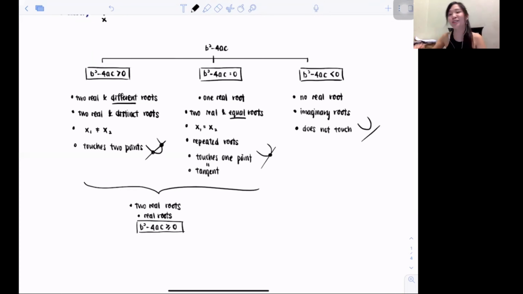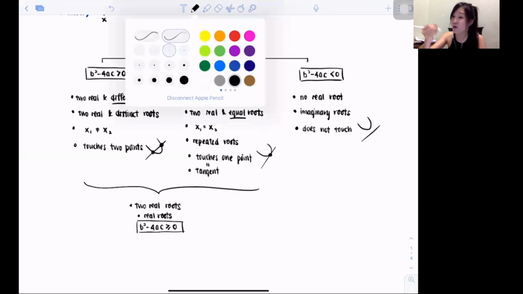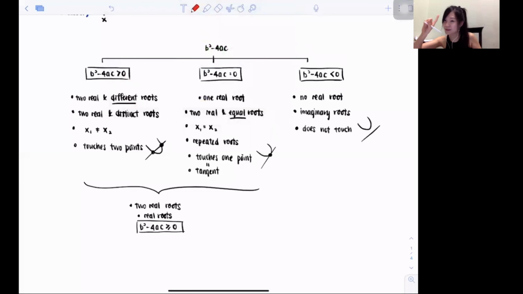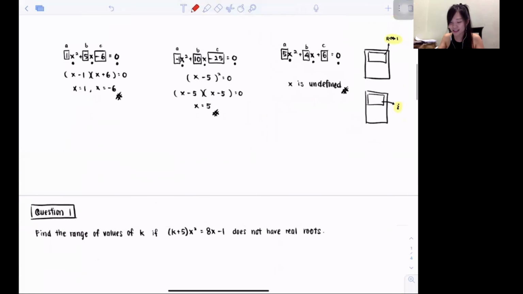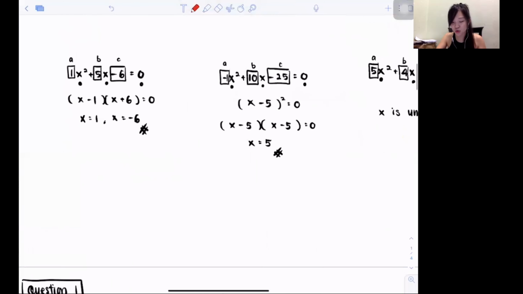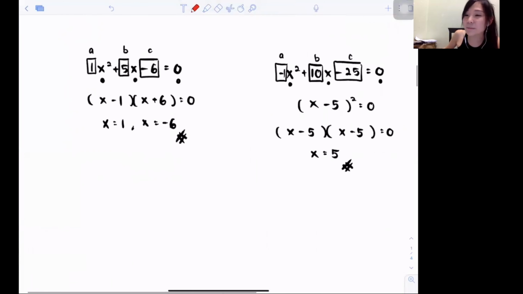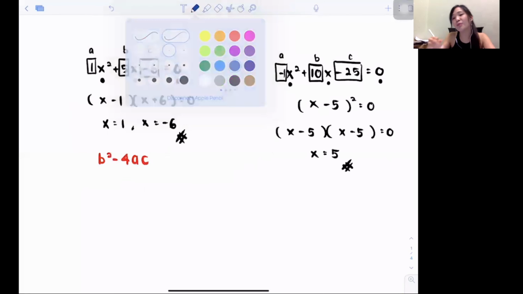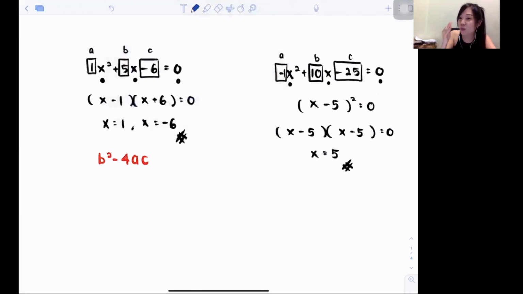Just in case you suspect me, actually no one suspects me, but I always assume people suspect me. I don't like people suspecting me, so let me prove it for you guys. This is the example I showed you. With the example I just showed you, let's try to check using b squared minus 4ac. Don't tell me, teacher, this one b squared minus 4ac is more than 0. I want to prove it, so we just assume we don't know it's more than 0.